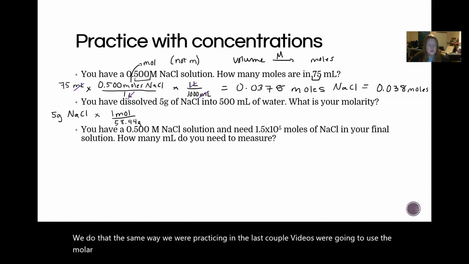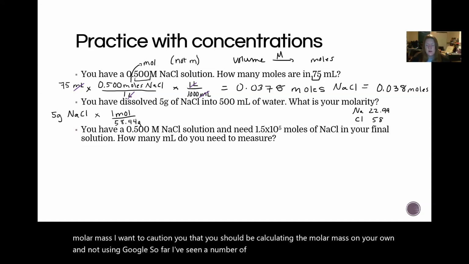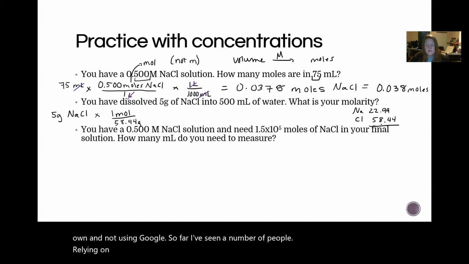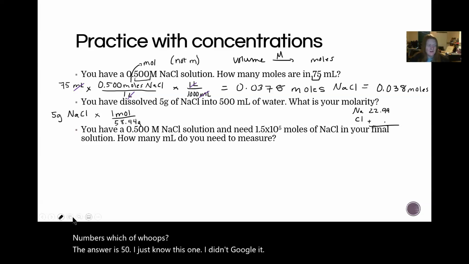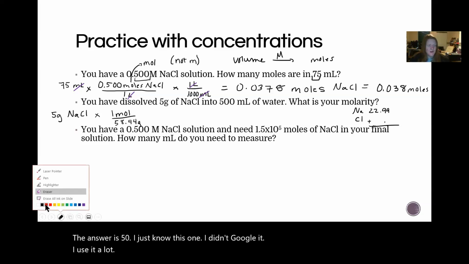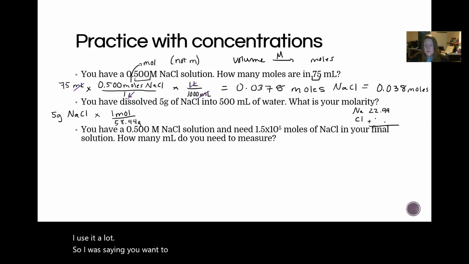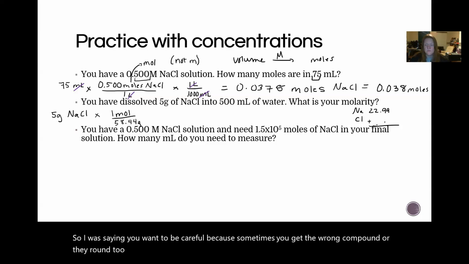I want to caution you that you should be calculating the molar mass on your own and not using Google. So far, I've seen a number of people relying on Google getting the incorrect numbers, which whoops, the answer is 50. I just know this one. I didn't Google it. I use it a lot. So I was saying you want to be careful because sometimes you get the wrong compound or they round too soon or whatever. Remember, 2 decimal places is good.